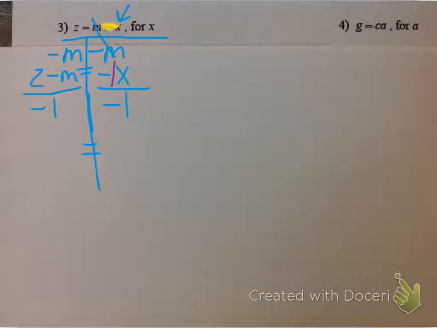Now, negative 1 divided by negative 1 is going to give us a positive 1, and so now we just have x. On the other side, we have to distribute and divide each of these by a negative 1, so your signs are going to change. You're going to have negative z plus m, and that's your final answer.